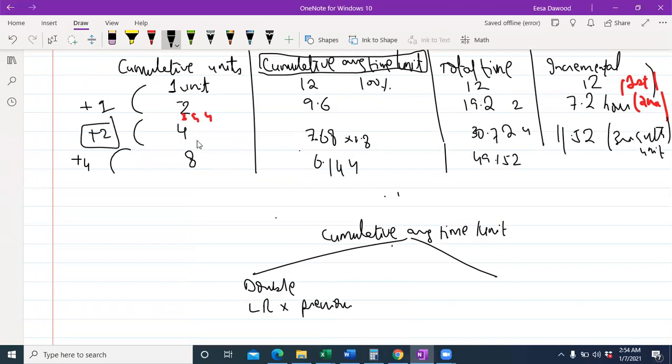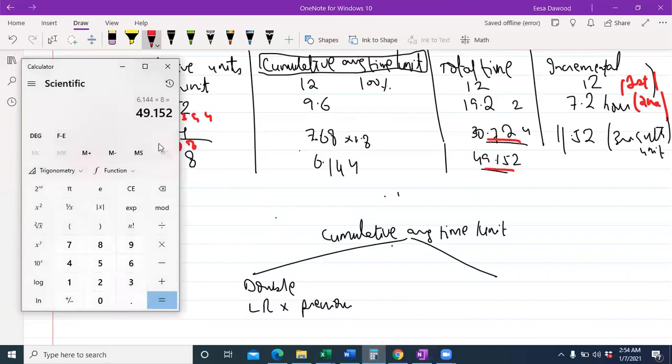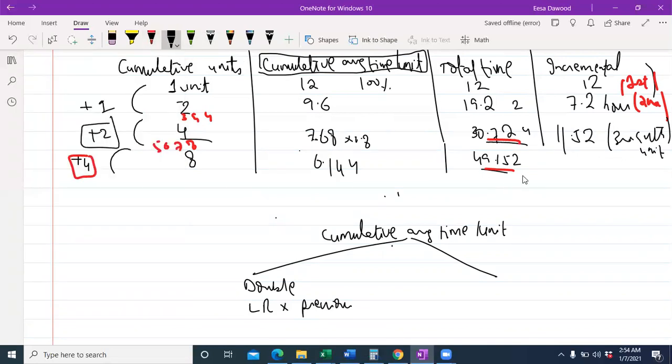Which is 49.152. If this is the total time for 4 units and this is the total time for 8 units, if I deduct, it will give me the time taken for these 4 additional units, which after 4 are 5, 6, 7 and 8. I deduct this from this and I will get that time. 49.152 minus 30.72. So it will be 18.432.